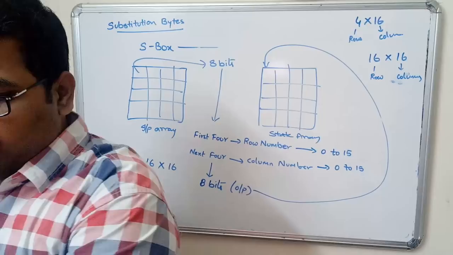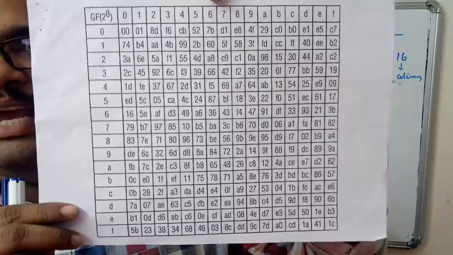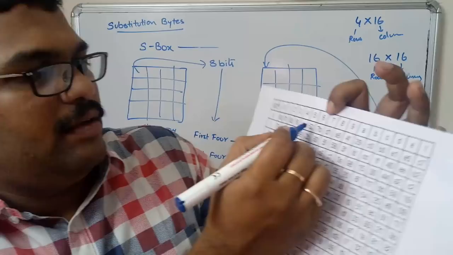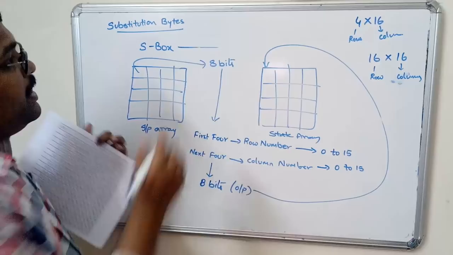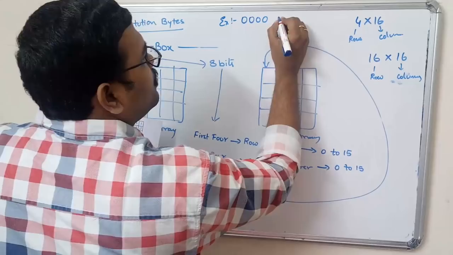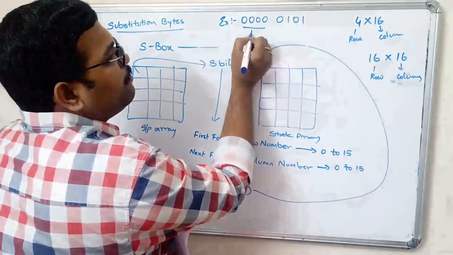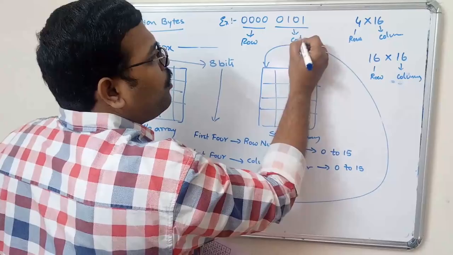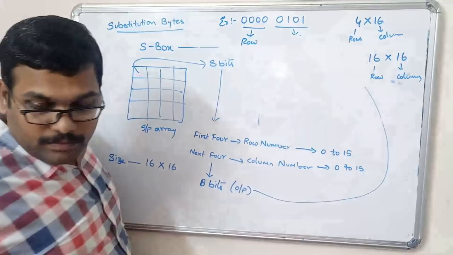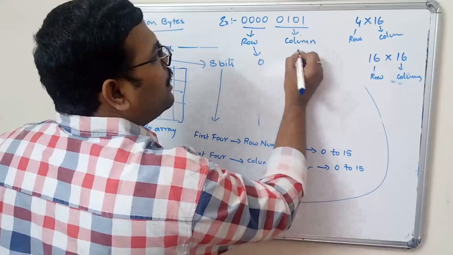So this is the S box in AES algorithm. 16 rows and 16 columns. So if you consider the example, these are the 8 bits, right? So if you consider these are the 8 bits from the S box input, the first 4 represent the row number, the second 4 represent the column number. So row number is 0, column number is 5, we have to get the value from the 0th row, 5th column.